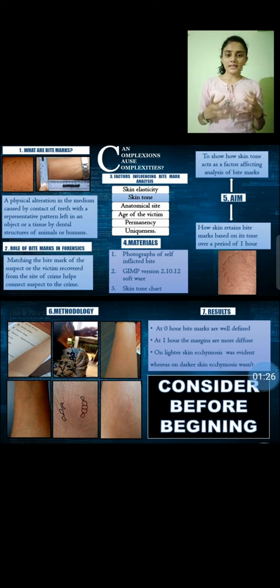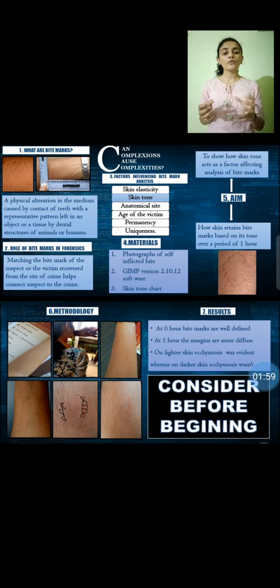When we analyze a bite mark, there are certain factors that we need to take into consideration, and this is mainly because there are a lot of factors that influence bite mark analysis. The factors that influence bite mark analysis include the skin elasticity, the skin tone, the anatomical site at which the bite mark is inflicted, the age of the victim, permanency of the bite mark, and also the uniqueness of the bite mark.